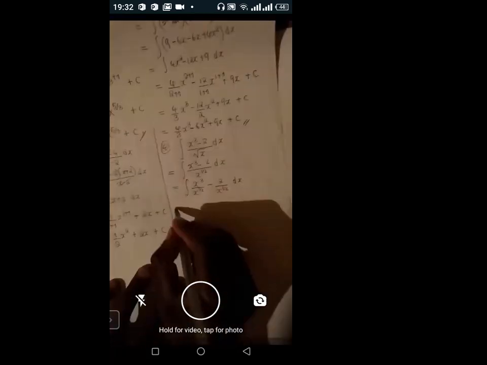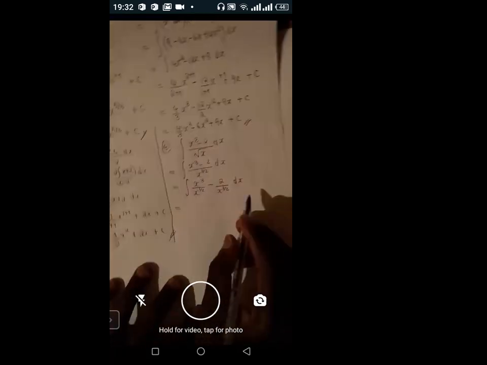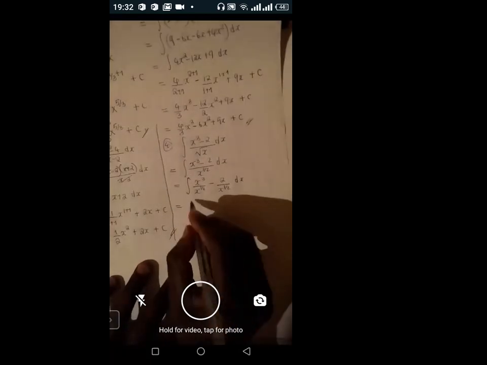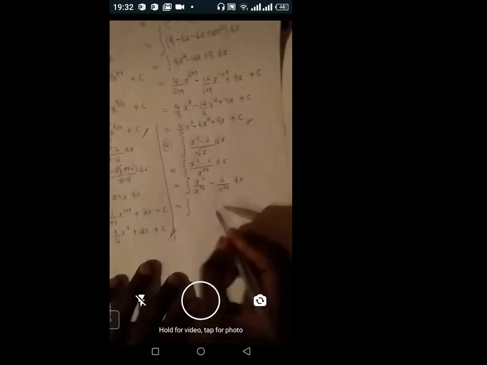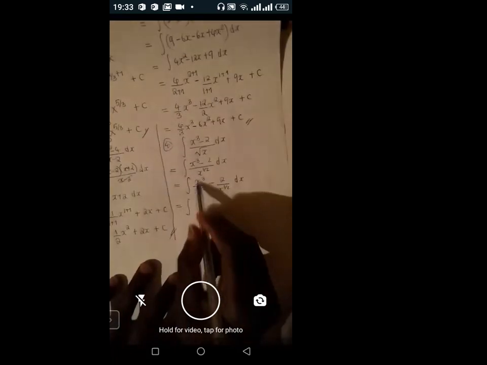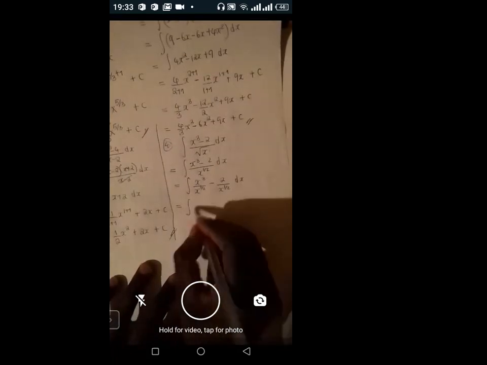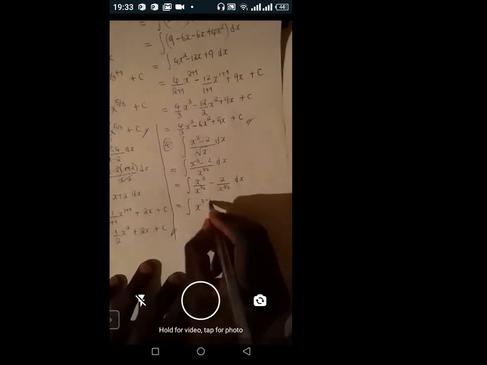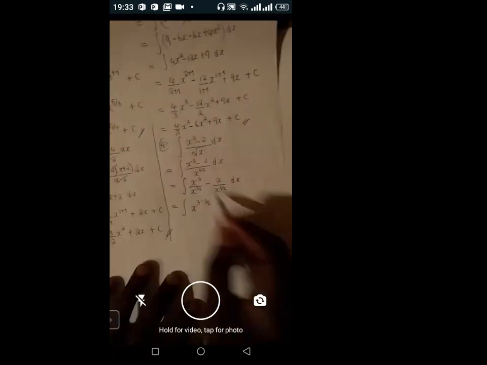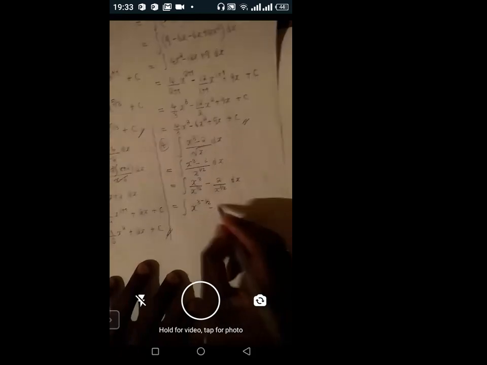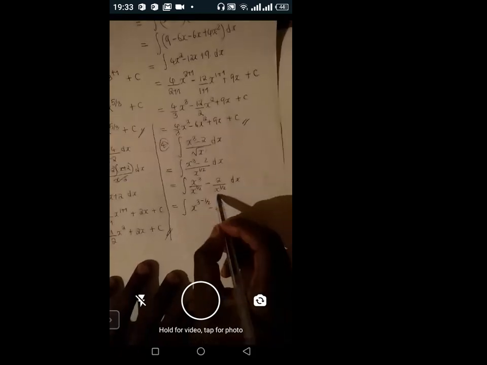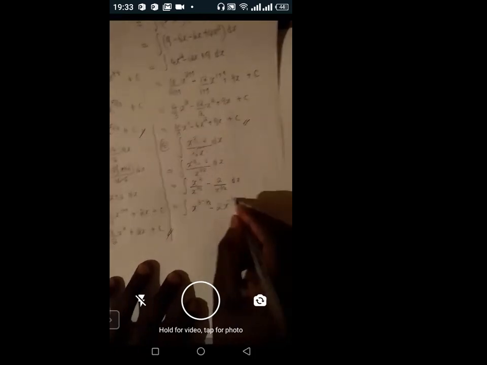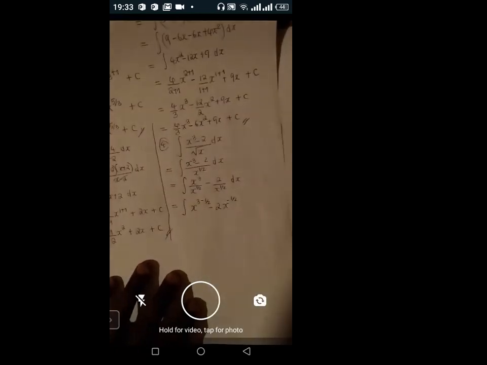So this is equal to the integral of, you know, when you're dividing the same bases, you know what happens to the power, it will become x to the power 3 minus 1 over 2. Then here, when you push the x to the half to the numerator, it will be x to the power minus 1 over 2 dx.